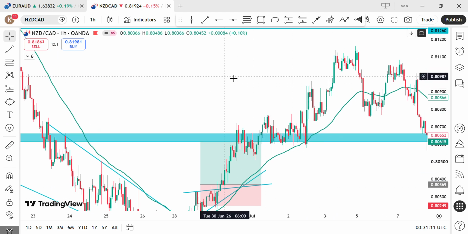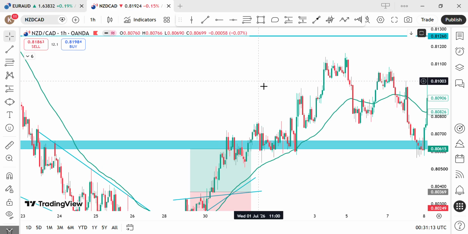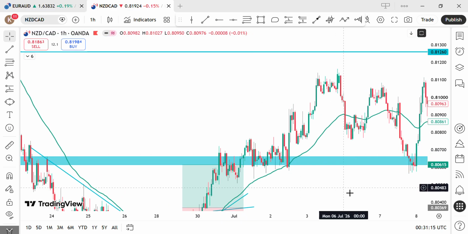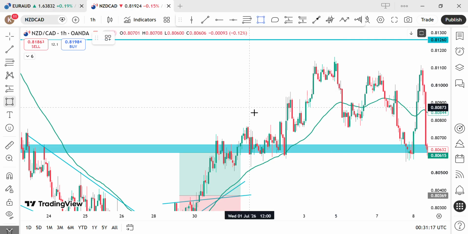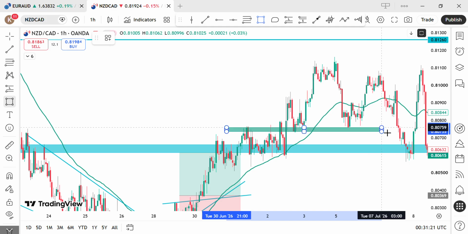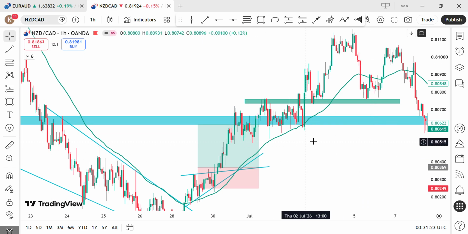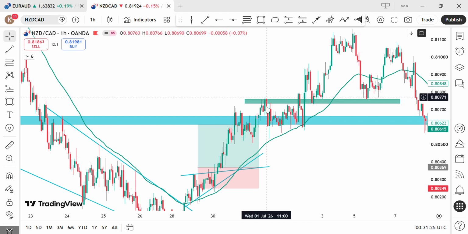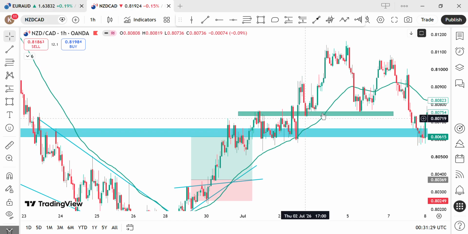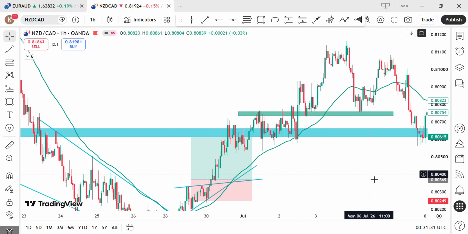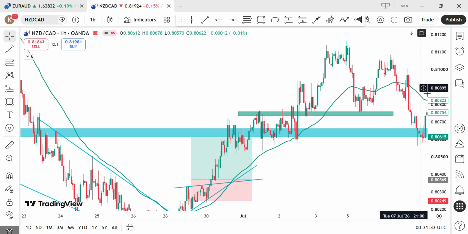There was another continuation trade also, through a pullback to the support level. So price broke this resistance level and it pulled back. So there was also another continuation trade over here that you can trade in the bullish directional bias that we have established through the top-down analysis.